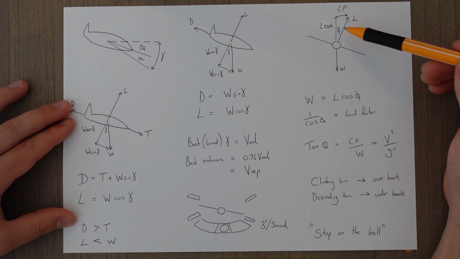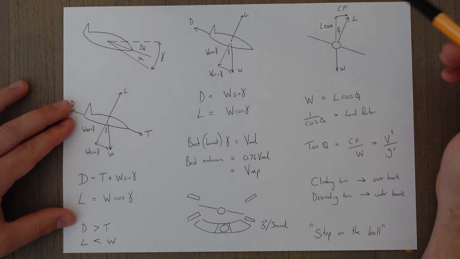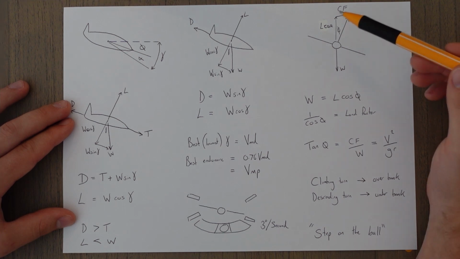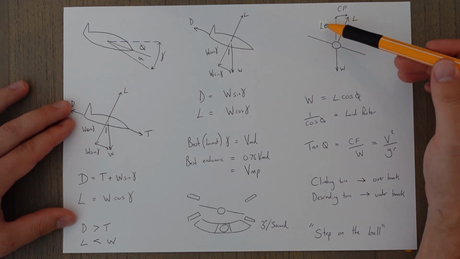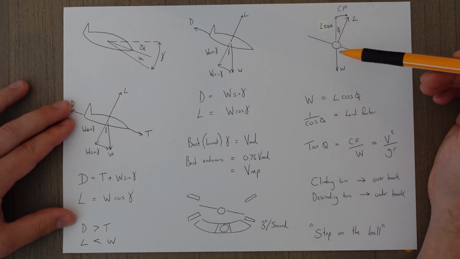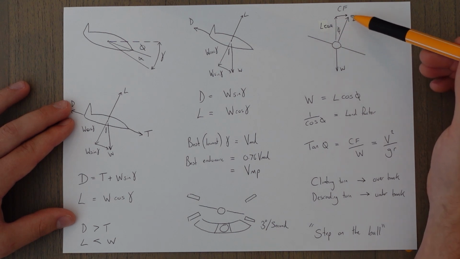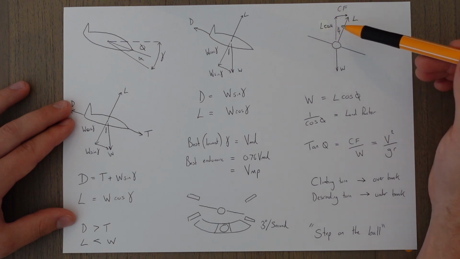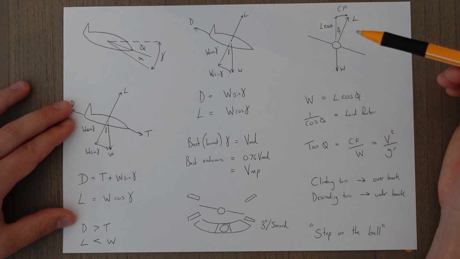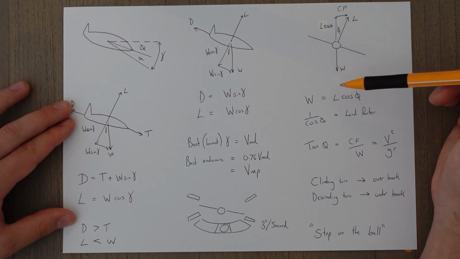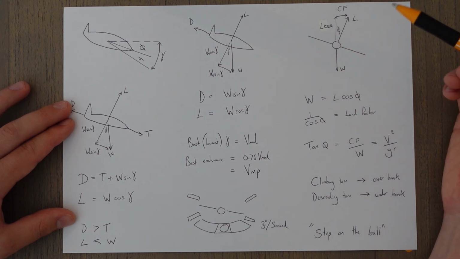So in a turn, we use some of the lift as a centripetal force that allows us to actually turn around the corner. That means that the weight must be equal to lift times the cosine of the bank angle, and we therefore need to produce a larger amount of lift to keep the weight and lift cosine bank angle in balance. The way we do this is we pull back to increase our angle of attack, which means that our overall lift force increases, and that means that we feel heavier when we're turning.